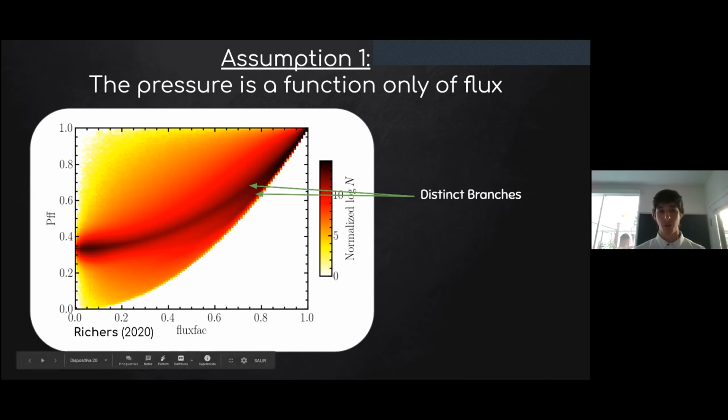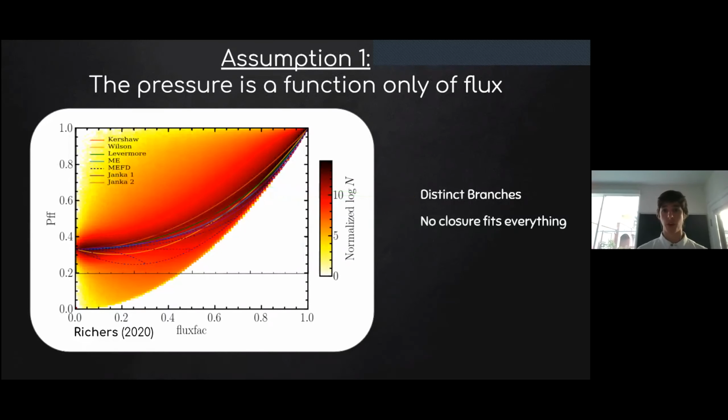But even without the giant spread, if you were to say, well, maybe I only want to track the average part, there are clearly also multiple branches. You can't use one closure to represent both of these average values. So yeah, the upshot is that no closure fits everywhere on the grid.